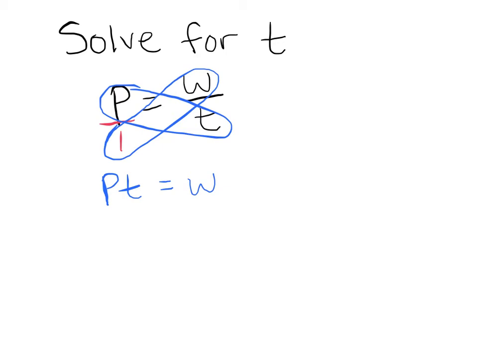And I know this looks like we're already done, but in this case, remember, we're solving for T. We want to get T by itself. If we look over here, T isn't by itself yet. It's still got P multiplied by it. So how do you undo multiplying by P? You divide by P.